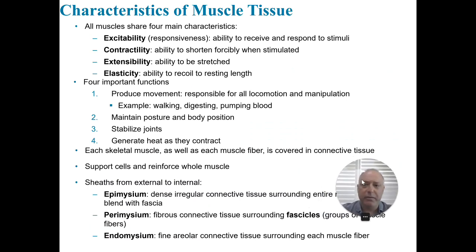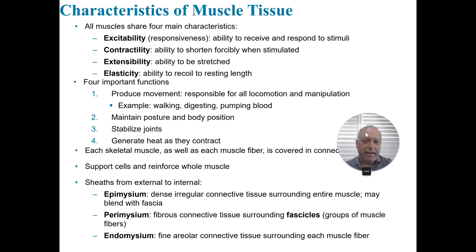So the characteristics of muscle tissue, four characteristics: excitability, which is responsiveness, contractility, the ability to shorten forcefully, extensibility, the ability to be stretched, and elasticity refers to the recoil after stretch back to its resting length. So the muscles produce movement, they maintain posture, they stabilize joints, and they generate heat. These are characteristics of skeletal muscle. So produce movement, maintain posture, stabilize joints, and generate heat as they contract.